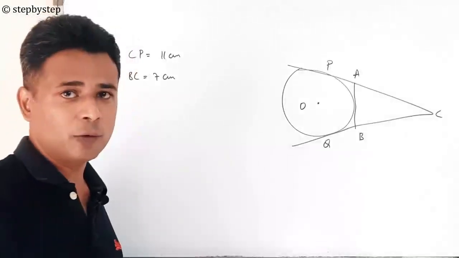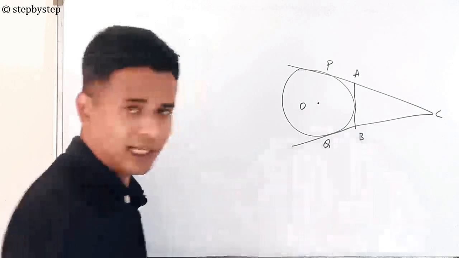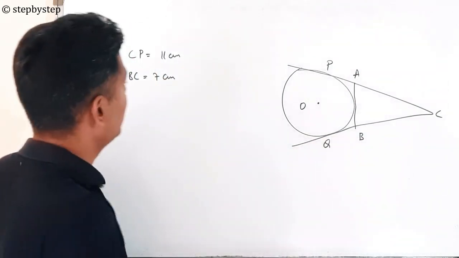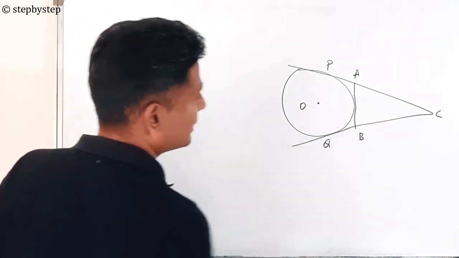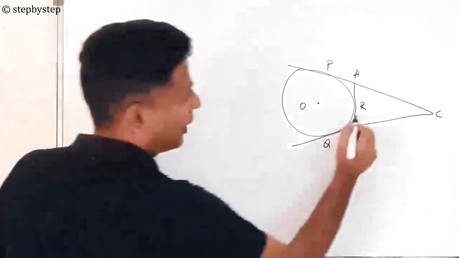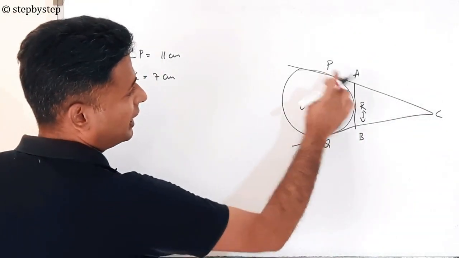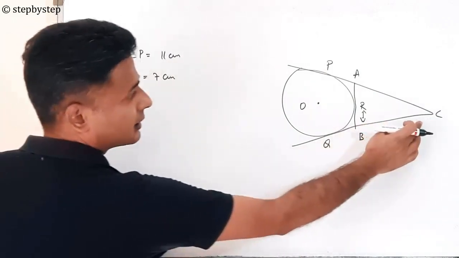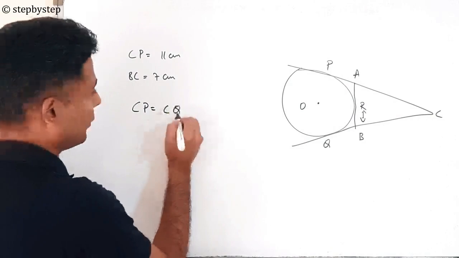Alright guys, now the third question, they have said CP, CQ and AB are tangents to this circle, alright? And they have said CP is 11 and BC is 7, and they have asked us to find BR. So this is R. We have to find this distance. Now what do we have? CP is equal to CQ, right? Because tangents from same external point. So CP equal to CQ.